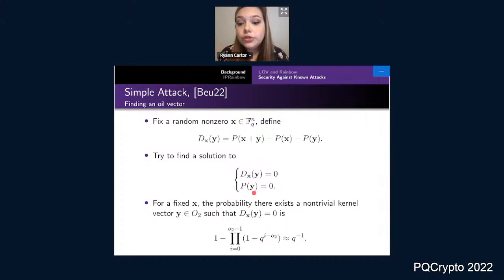So for a fixed x, the probability that there is a non-trivial kernel such that d of x is equal to y is this. And so we use that in order to really have intense speedups in the attack.